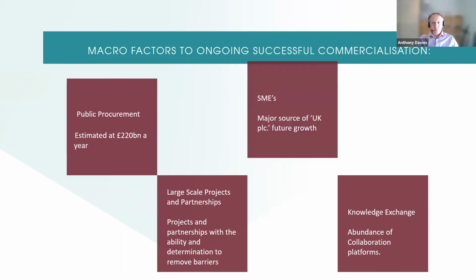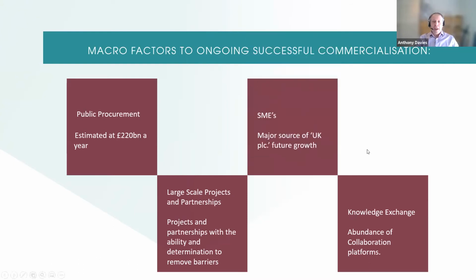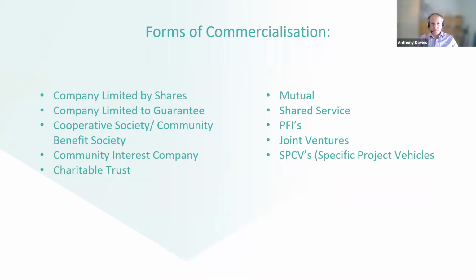And finally, SMEs. On the other end of the scale to the large scale projects and partnerships, the government itself sees the SME market as a huge potential for our future growth, and the UK wants to be seen as the preferred place to do business in that SME space. That's really been evidenced recently in the government green paper on procurement following Brexit and how public procurement regulations may change as a result of that.